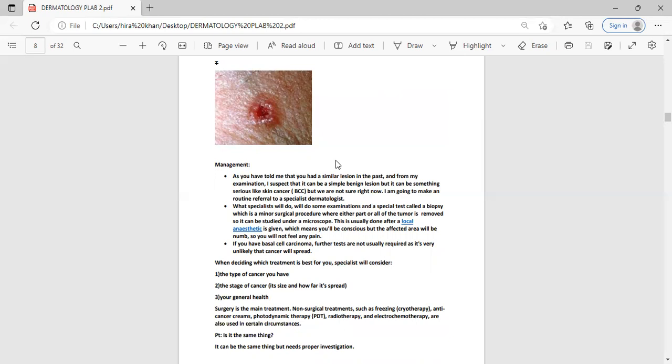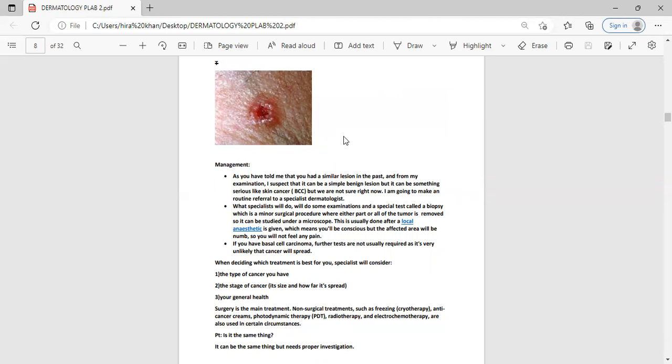Like, what will you say? Well, as you have told me that you had a similar lesion in the past, and from my examination, I have seen that the findings are this, whatever you will be seeing. I suspect that it can be a simple benign lesion, but it can be something serious like skin cancer. But we are not sure right now.